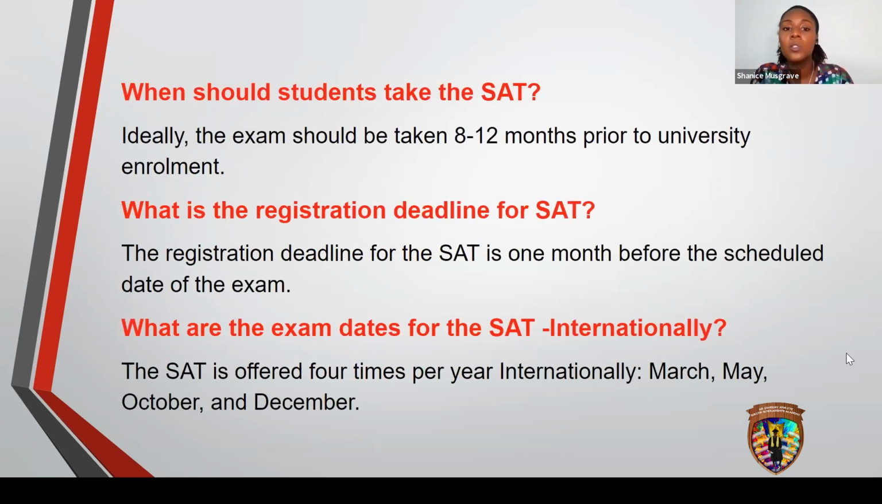And so the question is, when should students take the SAT? Ideally, the exam should be taken 8 to 12 months prior to your university enrollment. So for example, if you know you want to start school in September, I mean not this September but the next September, September next year, then at latest you should have completed your SAT exam by this October or December at latest, right?